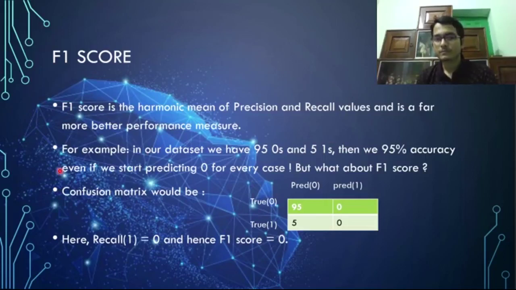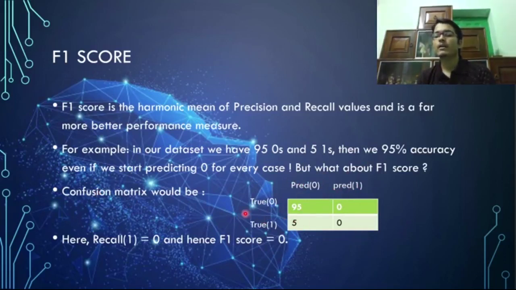So for example, in our data set we have 95 zeros and 5 ones, so we have 95% accuracy even if we start predicting 0 for every case. I told you about this problem in the beginning of this video. But what about the F1 score? The confusion matrix would look something like this, that is, we are always predicting 0. In all the cases we are predicting 0 and we are never predicting 1.